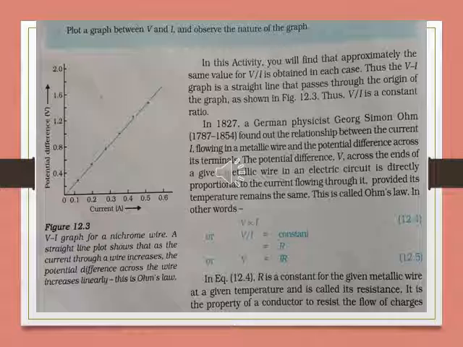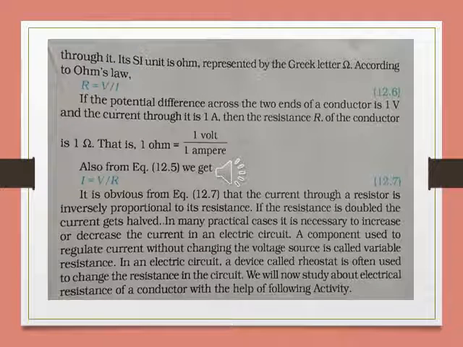You can see here, if the resistance increases, current decreases. So that is the inverse proportion between the current and resistance. It is the property of the conductor to regulate the flow of the charges through it. Its SI unit is ohm and it is represented by the Greek letter omega. See here, the symbol is given for the ohm.